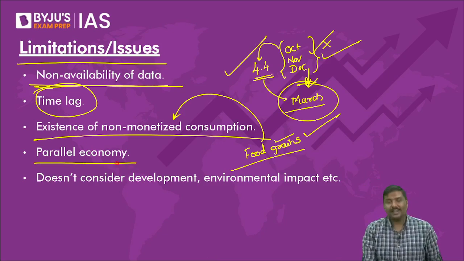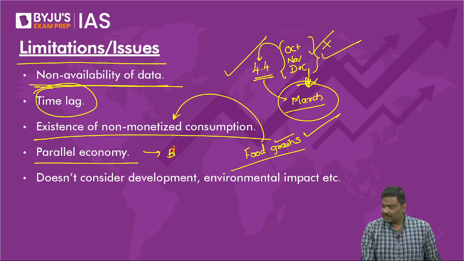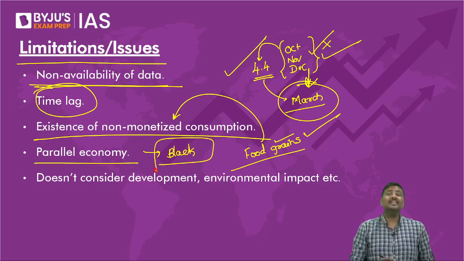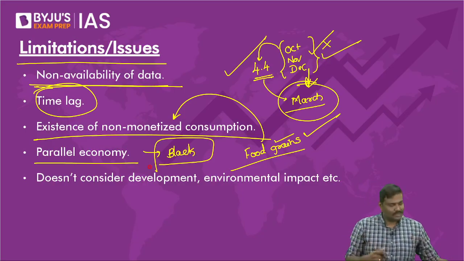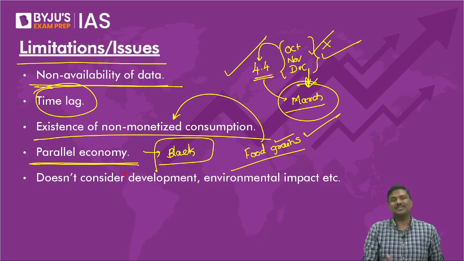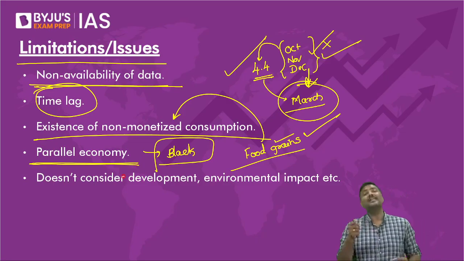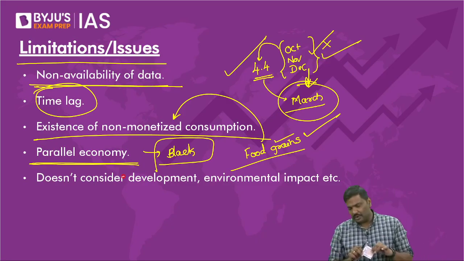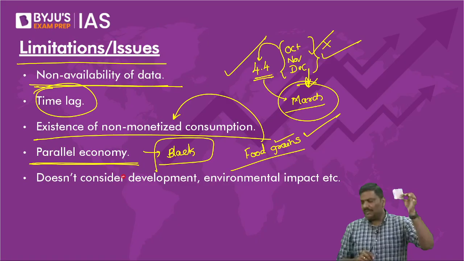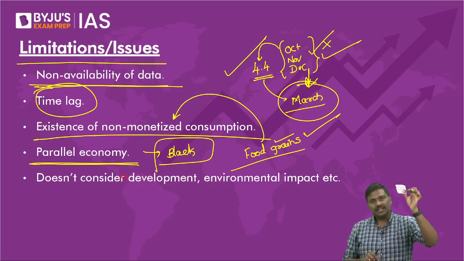Next one, parallel economy, that is black money. Parallel economy is an example of black money. Black money is not counted. Now, some of you will look at the term parallel economy and ask, sir, why are you referring to it as parallel economy? Simple. Let me ask you a very simple question. All of you look at it. How many of you can say with surety that this 100 rupees is white?